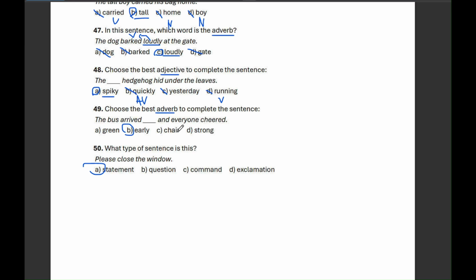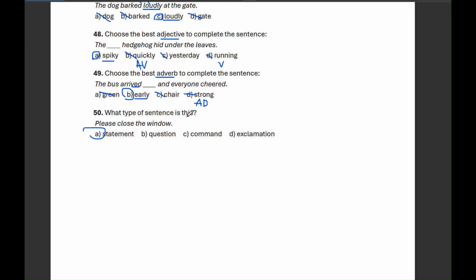Let's analyze the options to see why they don't work. Options A, green, and C, chair, are both nouns, names of things. Option D, strong, is an adjective which describes a noun, not how something arrived. This means the correct answer is B, early. The explanation is that early modifies the verb arrived, telling us when the bus arrived, and that is exactly how an adverb functions.